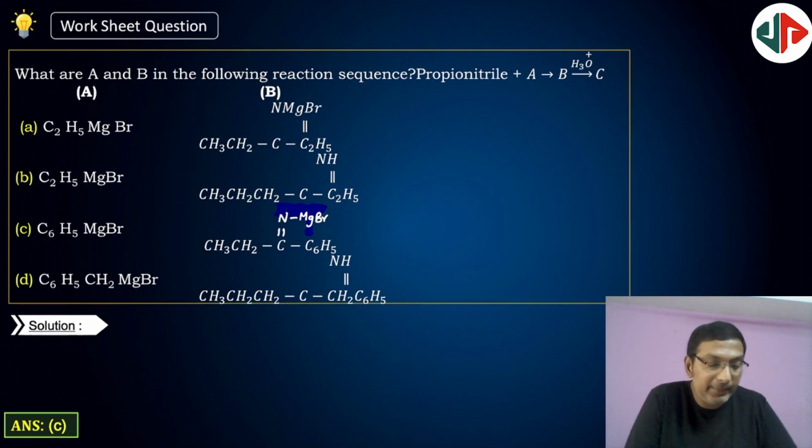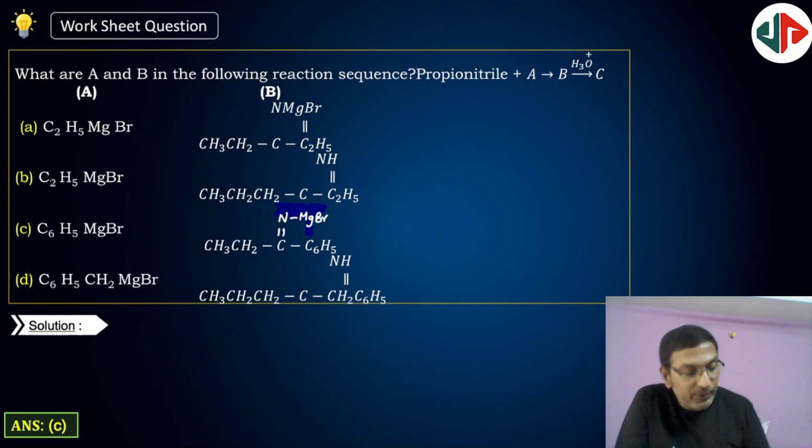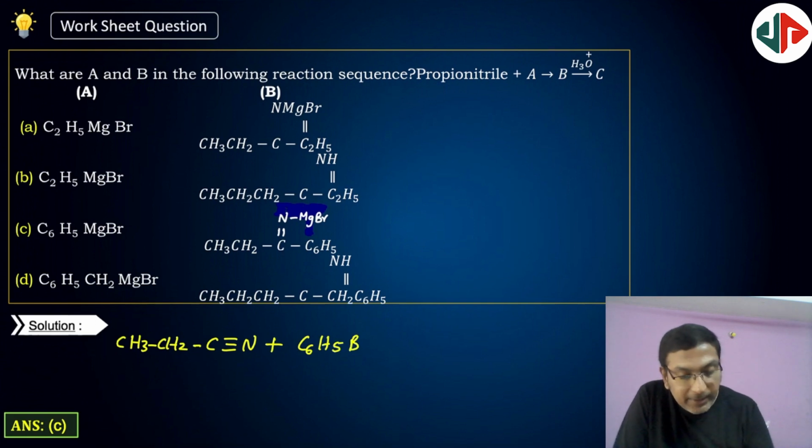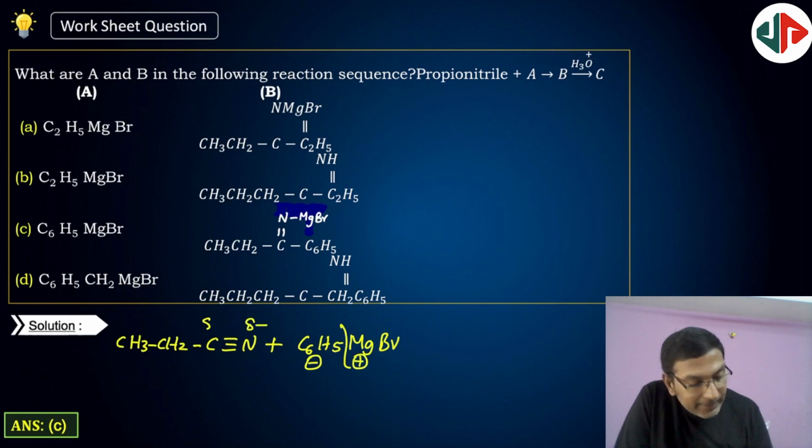Here, what are A and B in the following sequence? Propionitrile, that means CH3CH2CN, propionitrile, plus compound A, they are asking A. Here A can be C6H5MgBr, phenyl magnesium bromide, which is Grignard's reagent. So you can dissociate like this, here minus and here plus. Here also delta minus and here delta plus.